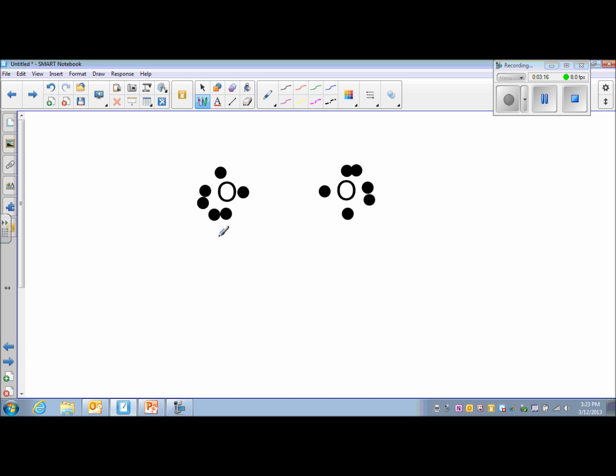Now, for both of these atoms, neither one is happy, and both are looking to gain 2 more electrons. However, since they're both nonmetals, they're going to covalently bond, so they're going to share their electrons. So what's going to happen is this single electron is going to share with this one, and this single electron is going to share over here. So what we have now is 2 happy oxygens because both now have 8 valence electrons.